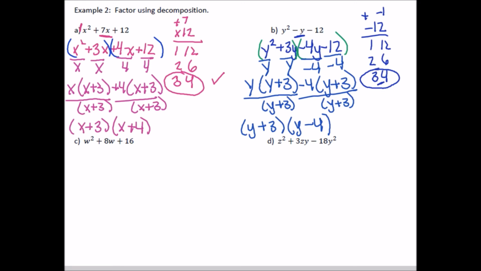Okay, next one. So what two numbers multiply to 16 and add to 8? So we multiply there. Okay, let's write out the factors of 16. 1, 16, 2, 8, 4, 4. So 4 plus 4 equals 8. So we're going to make this 8w a little bit different using 4w plus 4w.